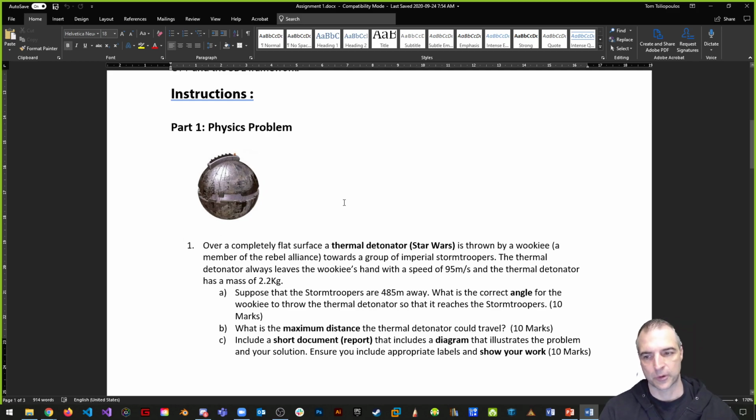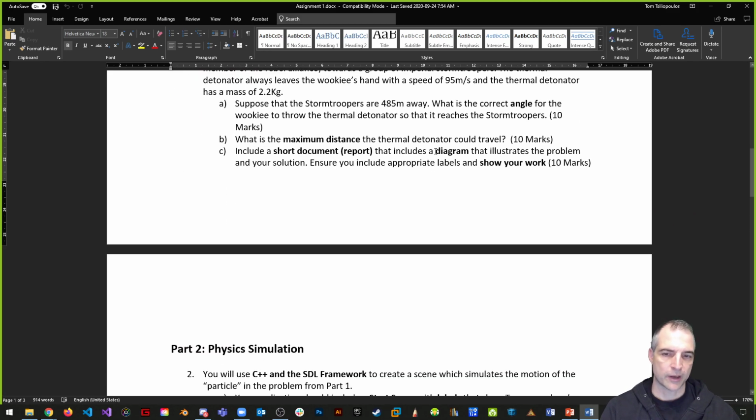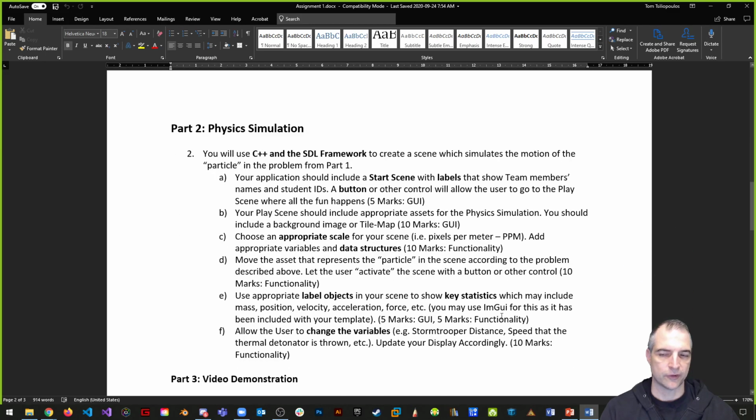Okay, so this is a physics problem. You solve the physics problem on paper, and then you're going to do a physics simulation. You will use C++ and the STL framework to create a scene which simulates the motion of the particle. Remember, we talked about modeling everything as a particle, being the thermal detonator in this problem from part 1. Your application should include a start scene with labels that show the team members' names and student IDs, and a button or other kind of control which would allow the user to go to the play scene where all the fun happens.